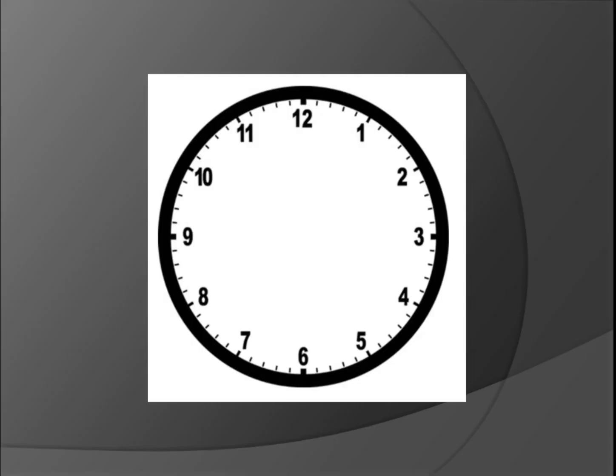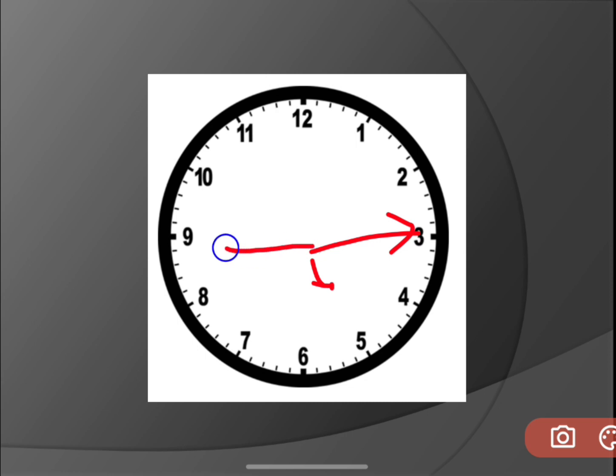Let's see. Yesterday we learned about two hands, the shorter hand, that is the small hand, and the longer hand, that is the big hand. We have also learned that when the short hand is pointing to any number, for example 5, and the longer hand is pointing to 12, it means 5 o'clock. But if you look at the clock, you don't always see the longer hand pointing to 12. Sometimes it will be pointing to 3, sometimes 9, sometimes 6, sometimes 2. It changes, it rotates.